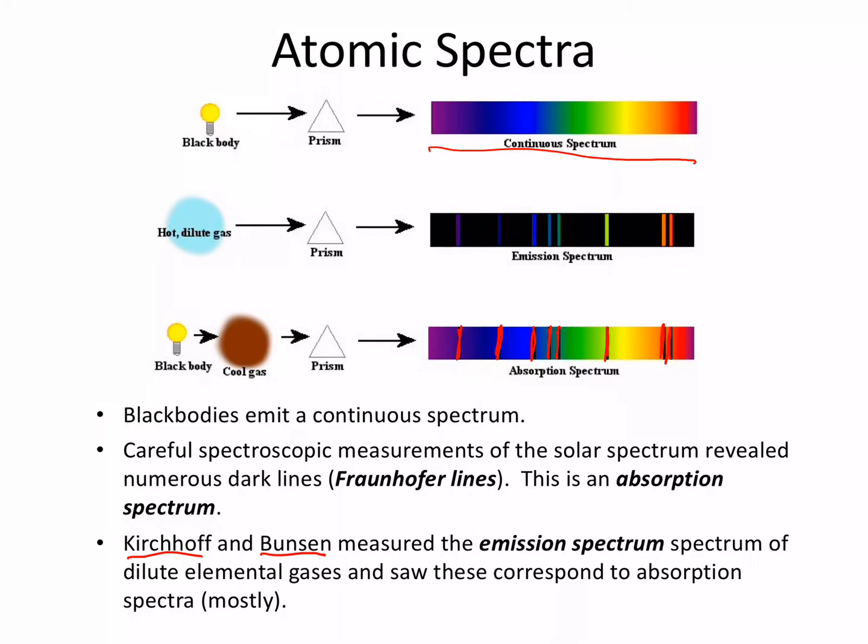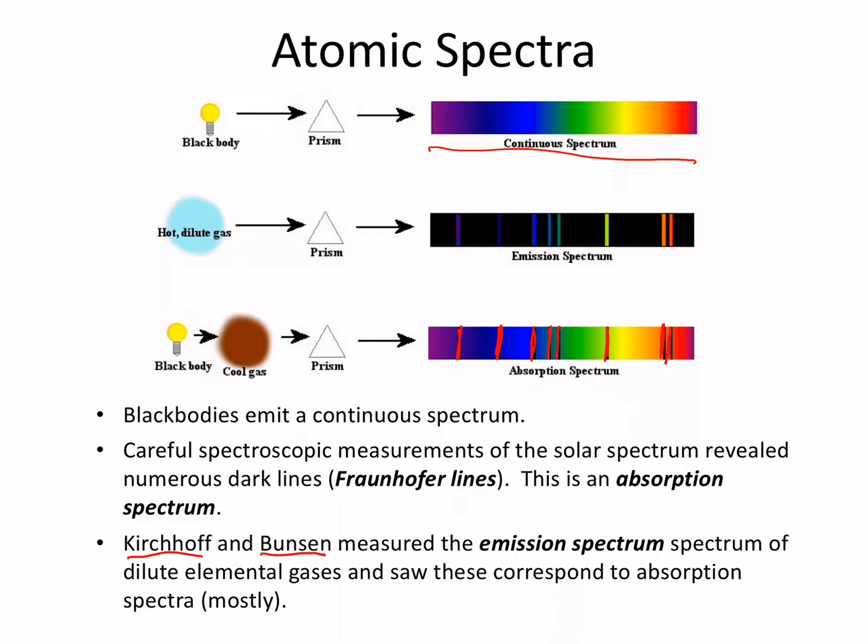So if we take some gas like hydrogen gas or helium gas or argon gas or sodium vapor or whatever, and we heat it up, it glows, right? When we look at the light from this glowing gas and we diffract it in a prism, we don't see a continuous spectrum like you might think that we would. So these hot dilute gases are clearly not black bodies.